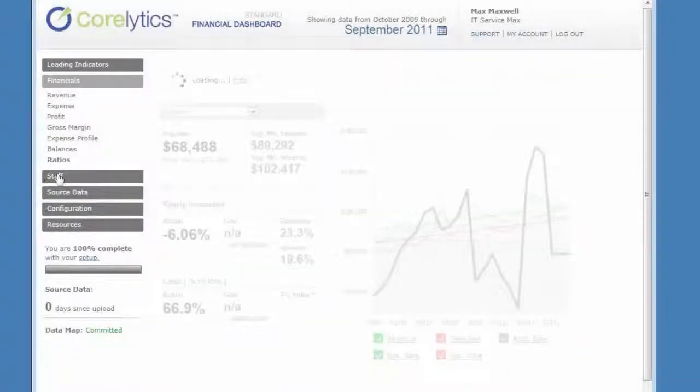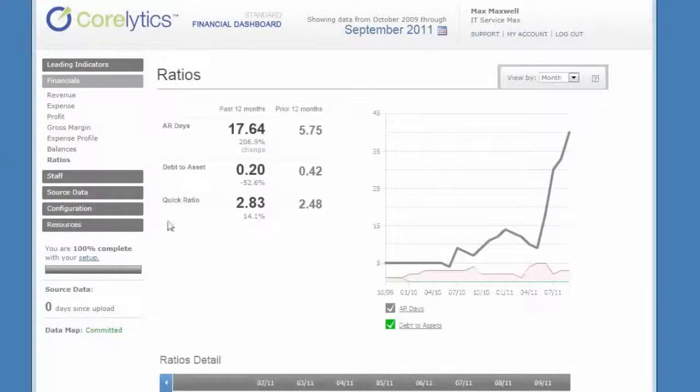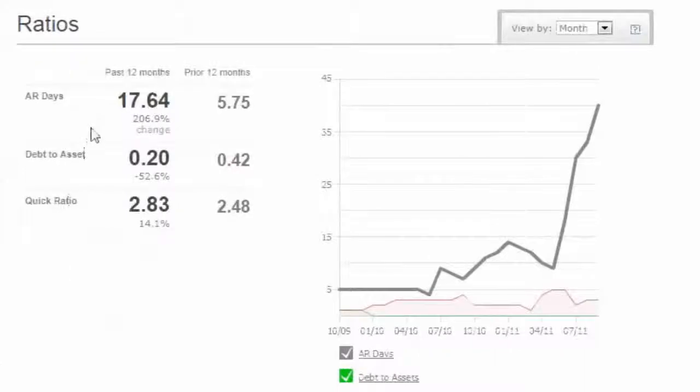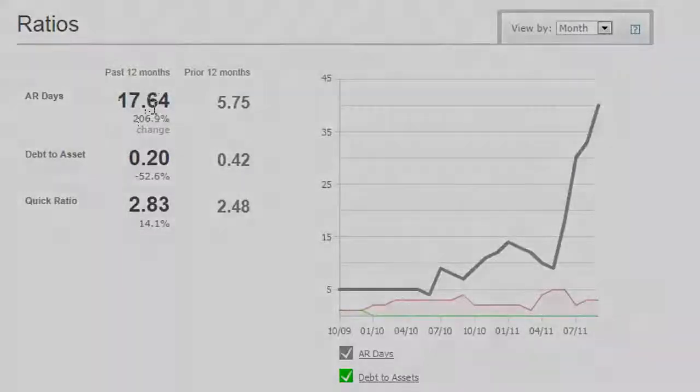We also have 3 of the most widely used ratios shown here. AR days, if you're not familiar, this is the amount of sales that you have in accounts receivable at any one time. You want this number to be as low as possible. This means that we're getting behind in our collections, and so we need to pay some attention to that.